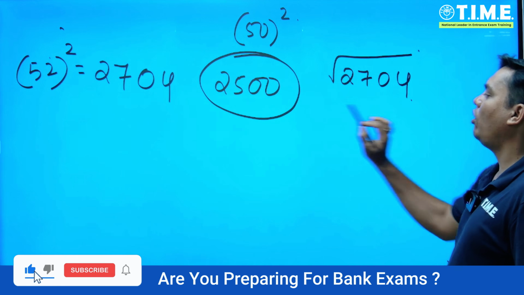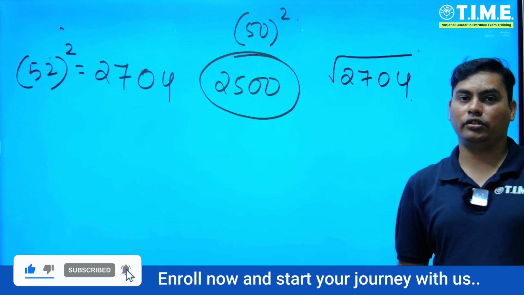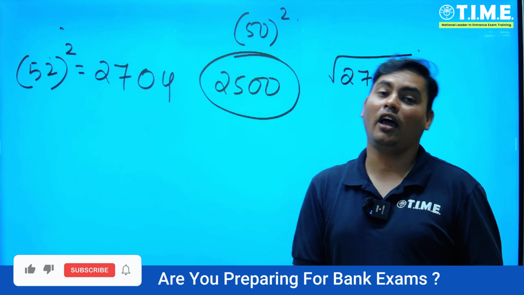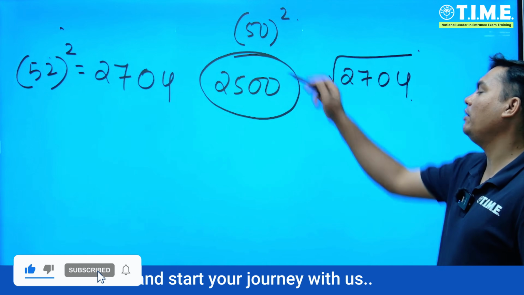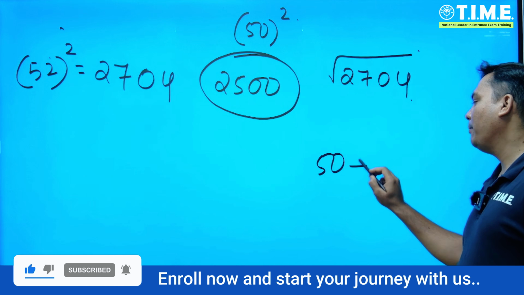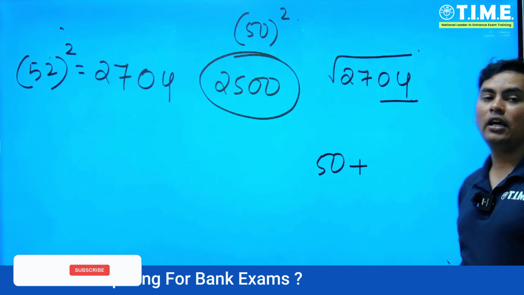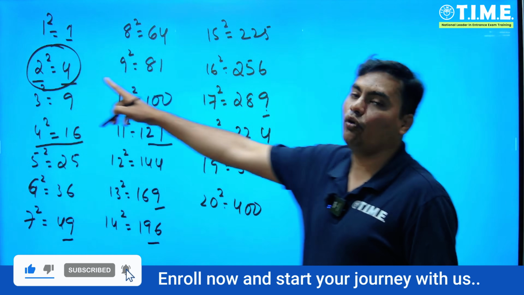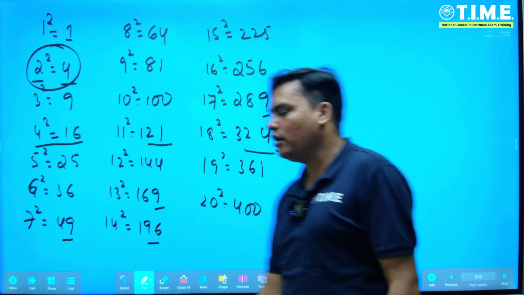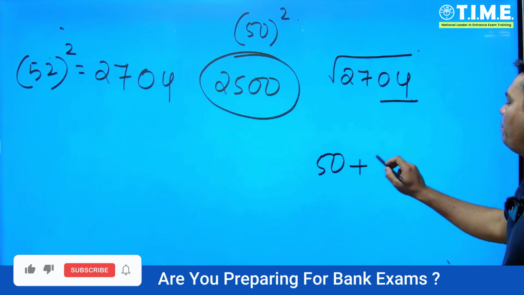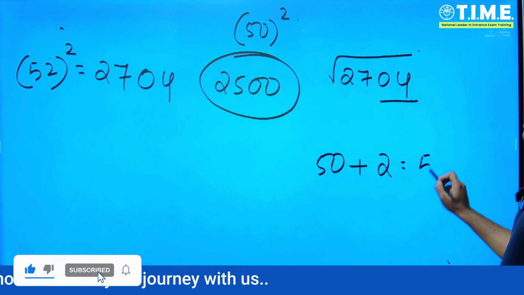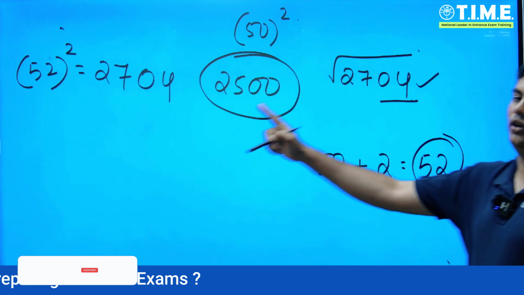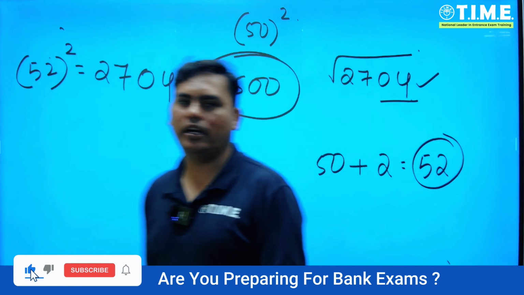Now if I want to find the square root of 2704, observe this. Is it more than 2500 or less than 2500? Obviously more than 2500. That means my answer will be more than 50, so 50 plus something. Look at the last two digits: 04. 04 comes only from 2 square. So my answer will be 50 plus 2, which equals 52. So this is the square of 52. I think everyone understood the concept now.